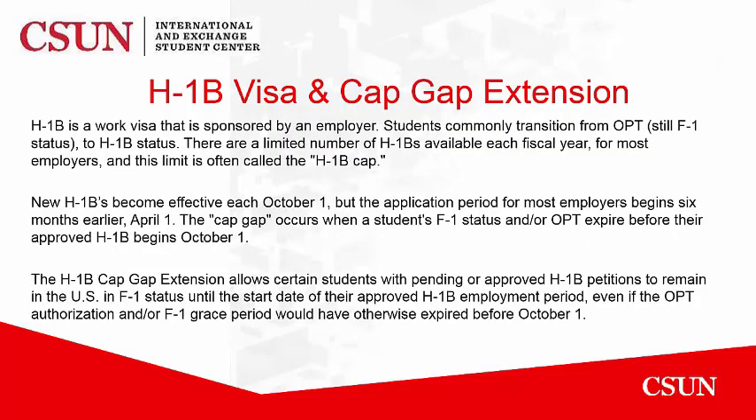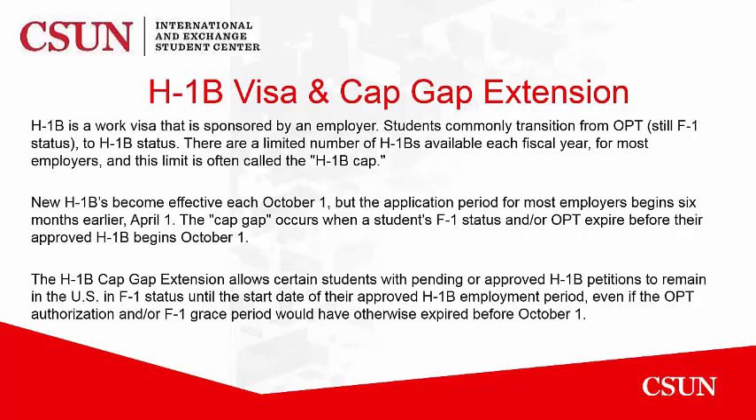H-1B visa and CAP-GAP extension. H-1B is a work visa that is sponsored by an employer. Students commonly transition from OPT, still in F1 status, to H-1B status. There are a limited number of H-1Bs available each fiscal year for most employers, and this limit is often called the H-1B cap. New H-1Bs become effective each October 1st.